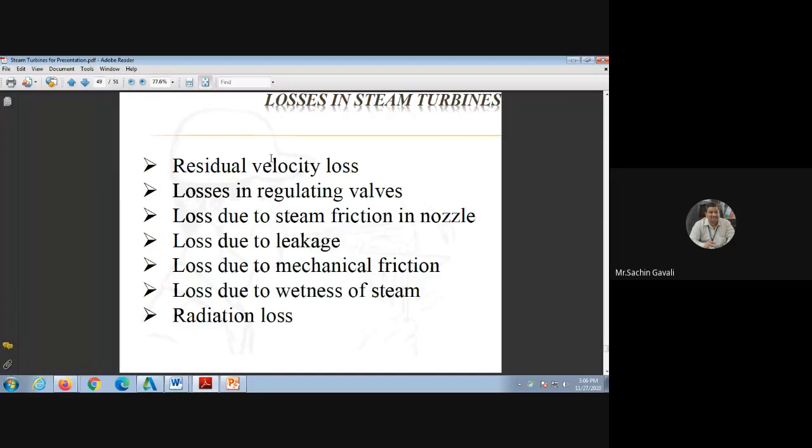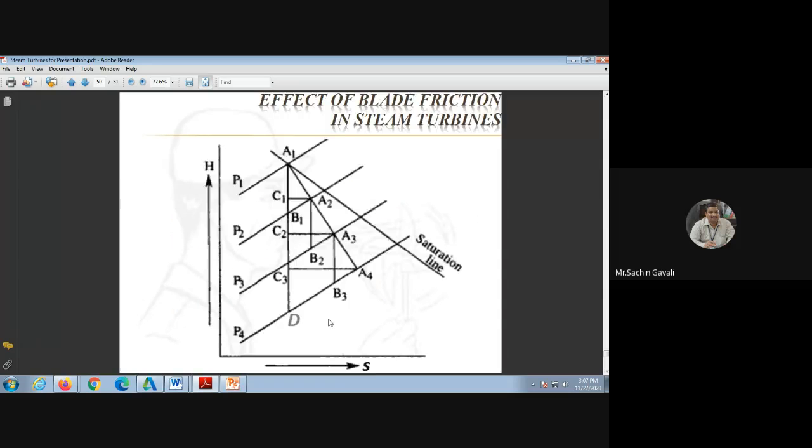देन रेडिएशन, टर्बाईनचे जे पार्ट्स आहेत ते एक्सपोज टू ॲटमॉस्फिअर असतात, आणि स्टीम टर्बाईन स्टीम हॅव्हिंग टेम्परेचर मोर दॅन ॲटमॉस्फिअर टेम्परेचर, त्यामुळं हीट ॲटमॉस्फिअरला रेडिएट होते, इट इज वन काइंड ऑफ लॉस. टर्बाईनचे पार्ट्स हॉटर दॅन ॲटमॉस्फिअर टेम्परेचर असतात. रेसिड्युअल स्टीम लॉस, कधी कधी स्टीम टर्बाईनमध्येच राहते. ओके, त्यामुळे रेसिड्युअल व्हेलॉसिटी लॉस, लॉसेस इन रेग्युलेटिंग वॉल्स, लॉस ड्यू टू स्टीम फ्रिक्शन, लिकेज, मेकॅनिकल फ्रिक्शन, स्टीम वेट असल्यामुळे थोडा लॉस, रेडिएशनमुळे लॉस. हे स्टीमचे आपले लॉस आहेत.